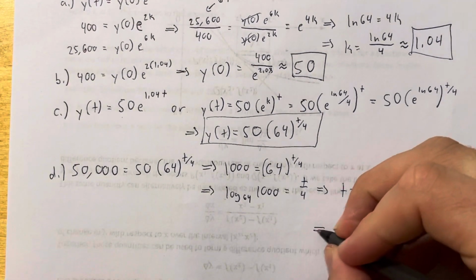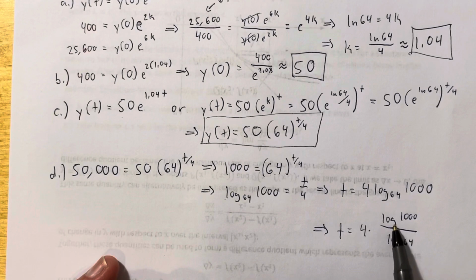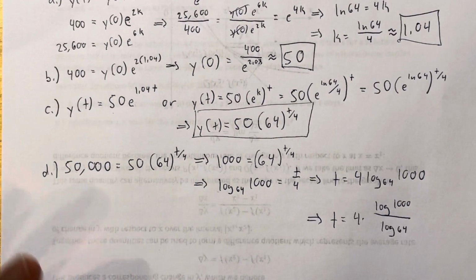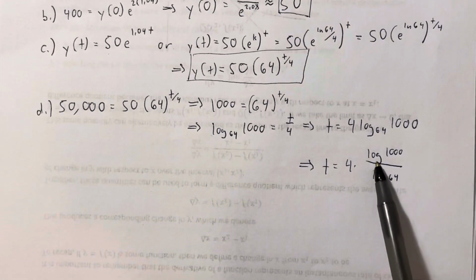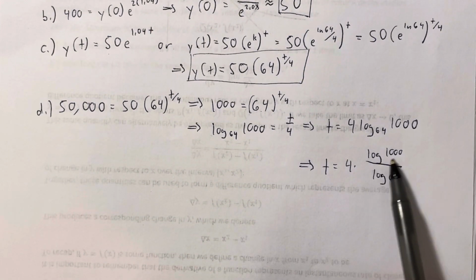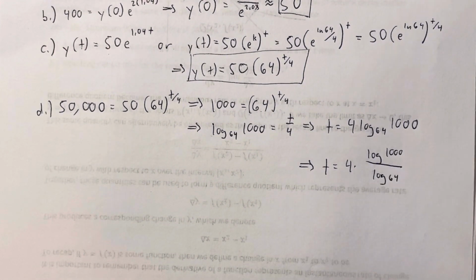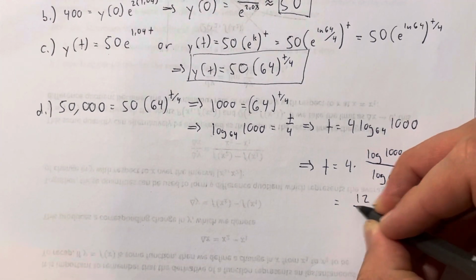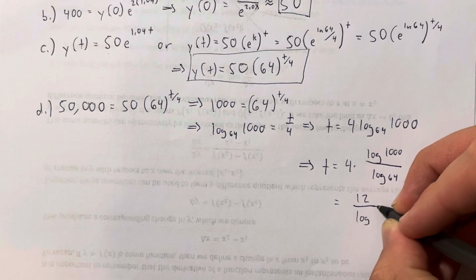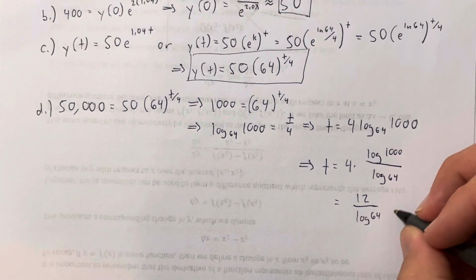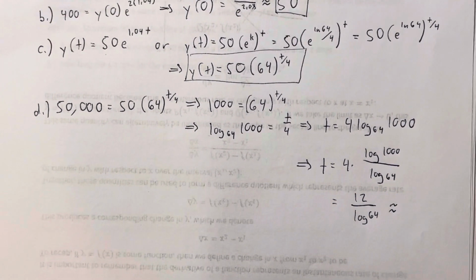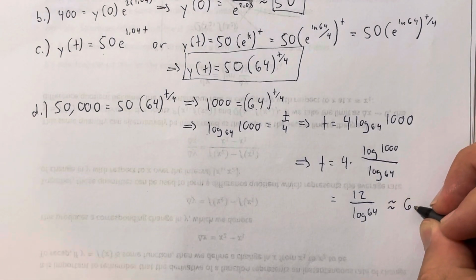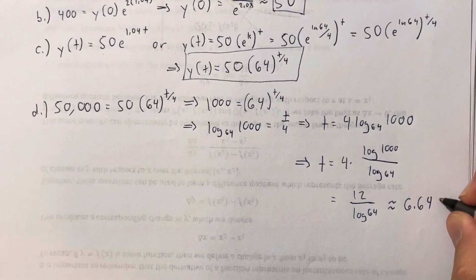Okay? And I could have used natural log. This is log base 10. They'll both give me the same result. I chose log base 10 because I can evaluate log base 10 of 1,000 in my head. That's equal to 3. So this is equal to 4 times 3, which is 12, over log of 64. That needs to go into a calculator, and this gets me approximately 6.64 hours.